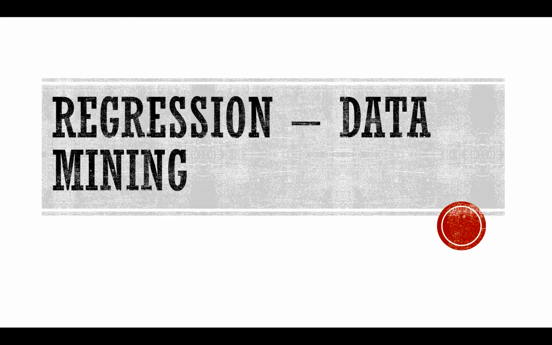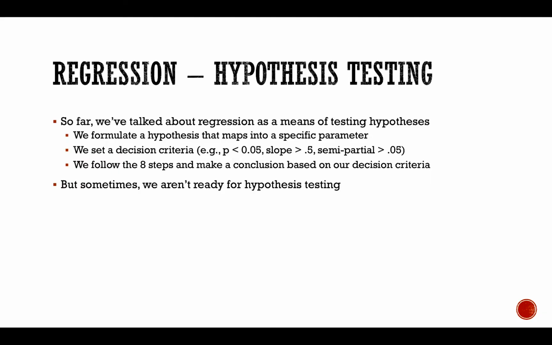So without further ado, let us get on with regression and data mining techniques. All right, so in regression so far, what we've talked a lot about is hypothesis testing. And so we use regression as a means of testing hypotheses. What that means is that we formulate a hypothesis that maps into a very specific parameter, such as the one and only interaction term or a single main effect that is controlled for another factor, something like that.